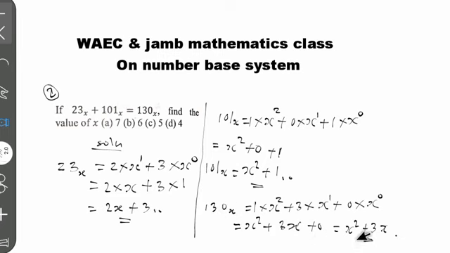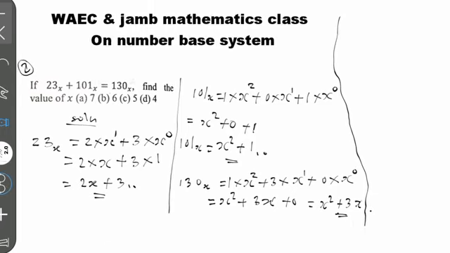130 in base S is equal to S squared plus 3S, and 101 in base S is equal to S squared plus 1 in base 10, and 23 in base S is equal to 2S plus 3 in base 10. Now let's dive into it. Since I've converted every given term to base 10, let's input it into the given equation. Let's just substitute it. So when you substitute it, what will be the answer? Let me try to create space.